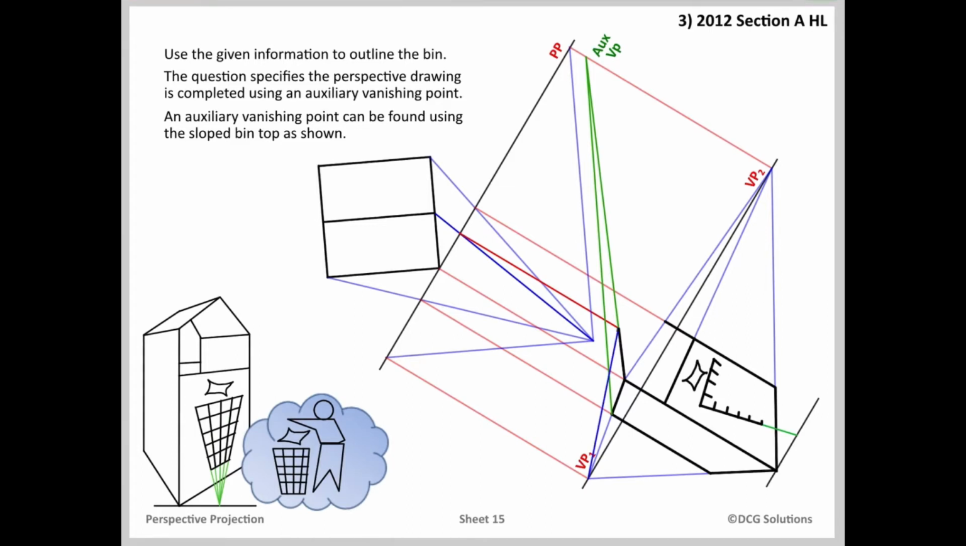Once you have that, it's very quick to complete. As I said, the two green lines go in and then you are into the position of joining points to spectator, projecting to plan, projecting from the picture plane down to the perspective view, and therefore completing the bin.